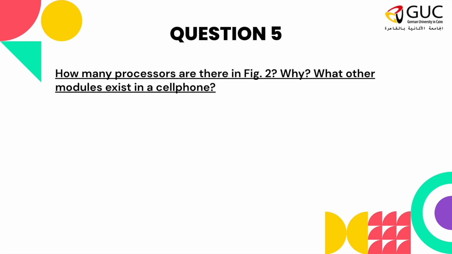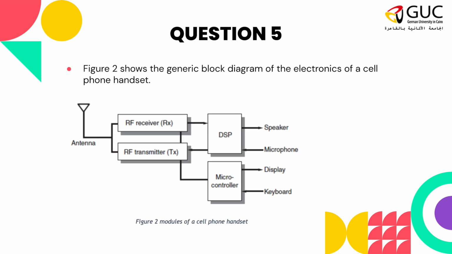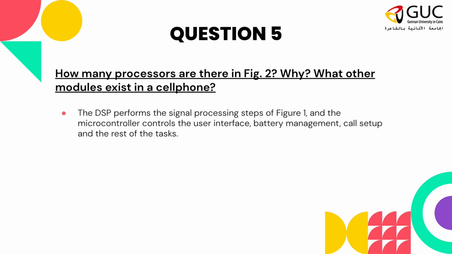So how many processors are there in figure 2? And what other modules exist in a cell phone? As you can see from figure 2, we have two main processors. We have the digital signal processing unit, which, from its name, processes signals, and we have the microcontroller, which contains a small processor for other general purpose tasks. Therefore, we have two processors. The DSP performs the signal processing steps of figure 1.